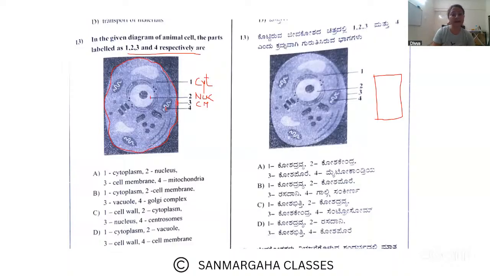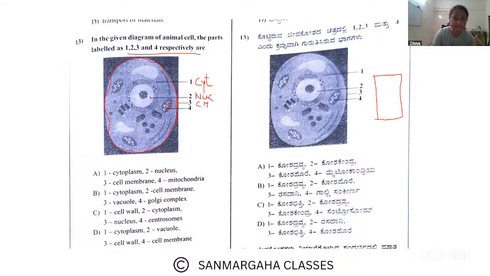Then the fourth one is pointing to one of the organelles. What is that organelle? See the shape and the structure, and you will come to know. It is a cylindrical shape, and inside that you can see the infoldings.